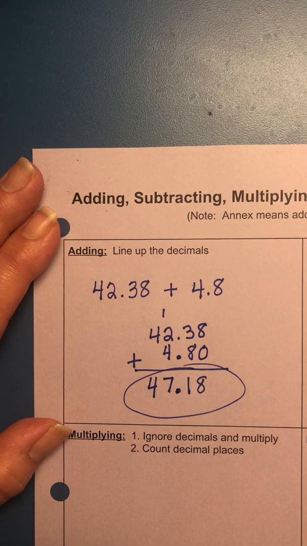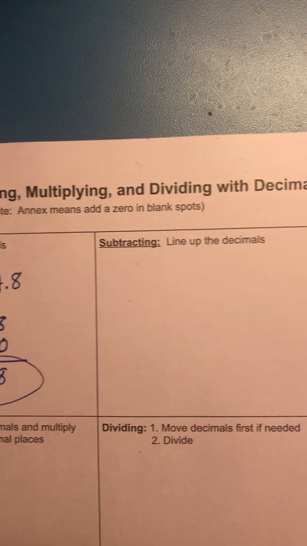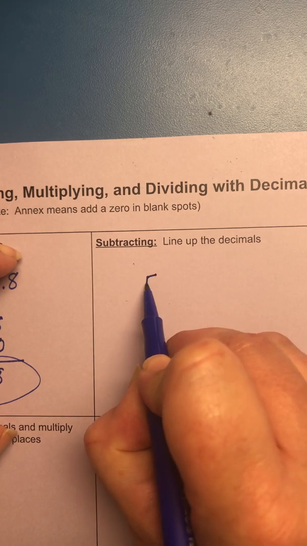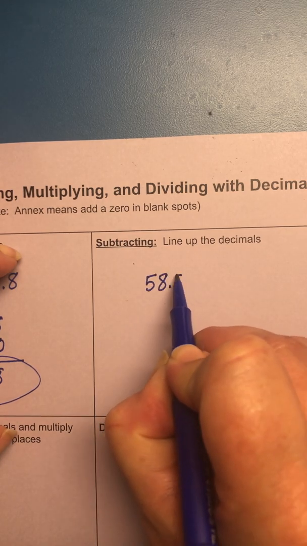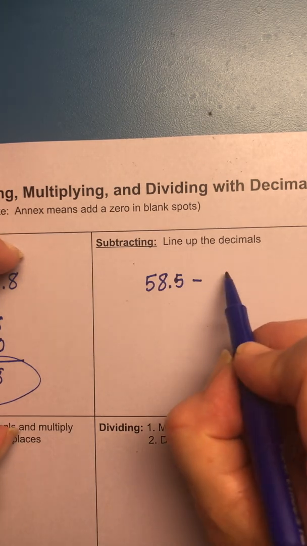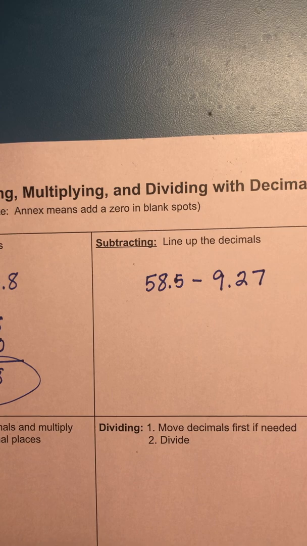So that's how we do adding, and subtracting is the same thing because we're also going to line up the decimals. So I'm going to say 58.5 minus 9.27. So go ahead and write that down.